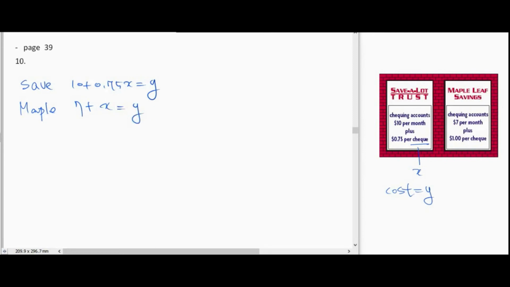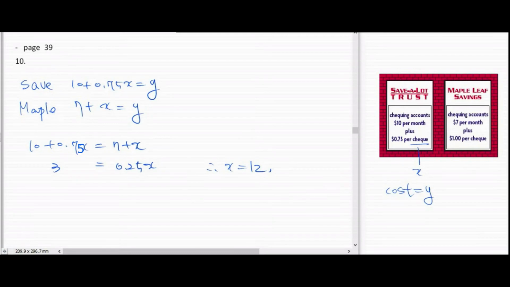And then let's find out when they have the same cost. Because the same cost means same y, we can also write it like this. 10 plus 0.75x equals 7 plus x. Let's organize this. And 0.25x, that equals 3. So when x is 12, they have the same cost.